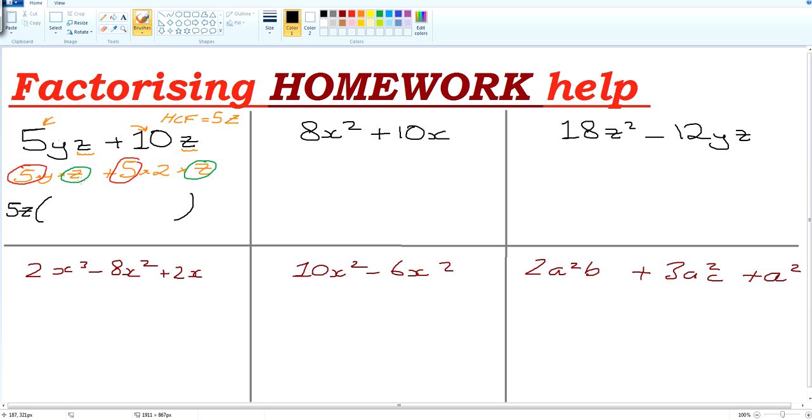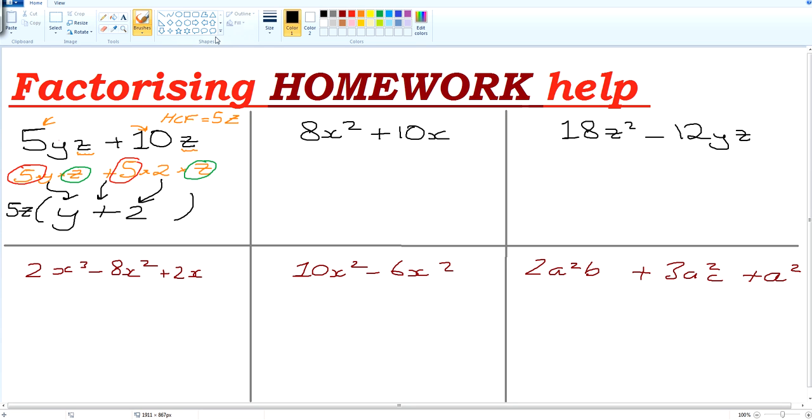Reconstitute the brackets. So what's left over is the y. What's left over is the plus. And what's left over is the 2. And we have finished our question. So 5yz plus 10z becomes 5z outside and y plus 2 inside.